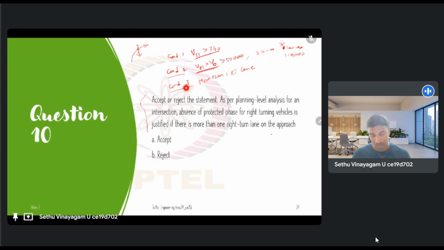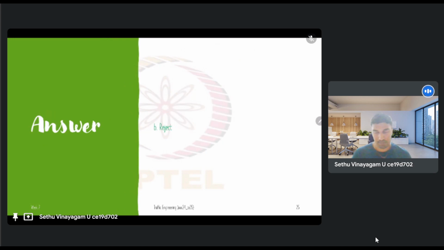Okay? So why did we reject the statement? Because it says that the absence of a protected phase is justified if more than one right turn lane is there in the approach, right? So this is opposite. The presence is what is justified. The conditions given here tell us when it is necessary to give the protected phase. Which means that if any of these conditions is satisfied, then we must provide a protected phase. But this statement says the opposite. It says the absence of it, or that we should not provide a protected phase if there is more than one right turn lane. So that is incorrect. Therefore, we are rejecting this statement.